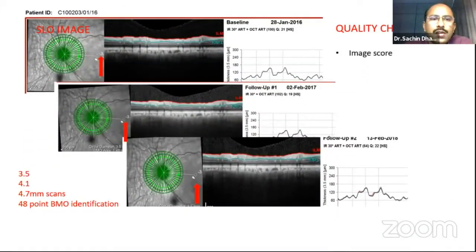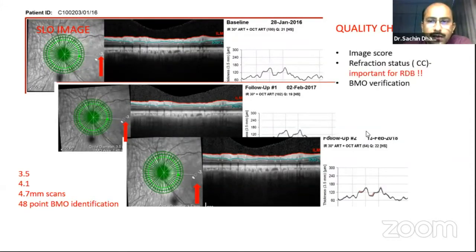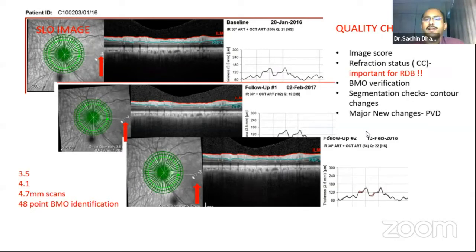Now coming to imaging in glaucoma, it's been an Achilles heel. It's never been easy, and people are still skeptical to use imaging as a tool for progression. There are certain reasons for that. Imaging in glaucoma requires certain major quality checks. You need to see the image scores. You need to see the refraction status to compare it to the database. You need BMO verification. You need segmentation and contour checks, and you need to check for major changes like PVD which occur with time.